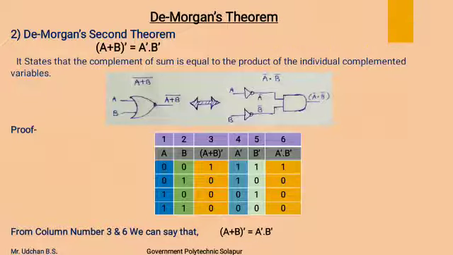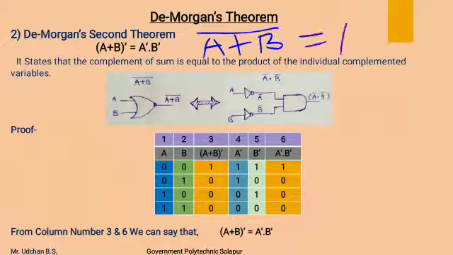Now we will see De Morgan's second theorem. It says that (A plus B) complement will give you A complement into B complement. That is, it states that the complement of a sum is equal to the product of individual complemented variables.